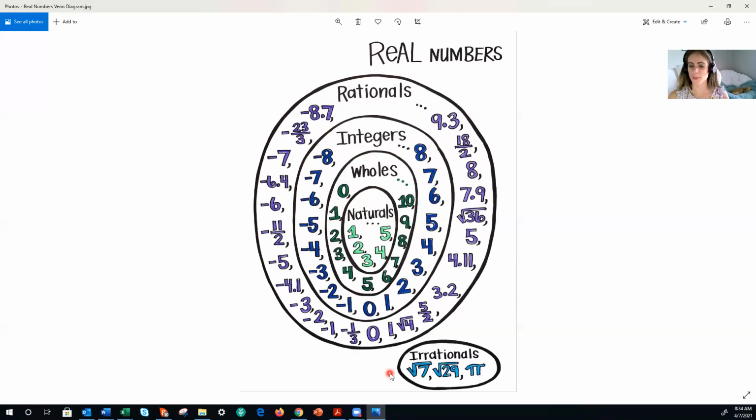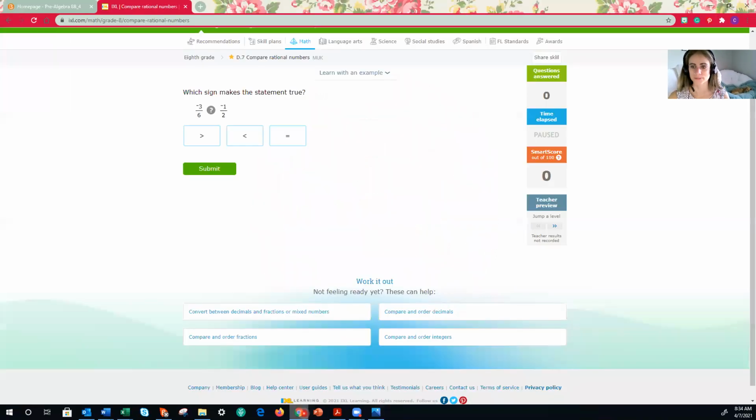So let's hop on back to that IXL assignment, and let's compare our rational numbers. All right, we want to know which sign makes a statement true. So we have the fraction -3/6 and -1/2. I need to know if -3/6 is greater than, less than, or equal to -1/2.